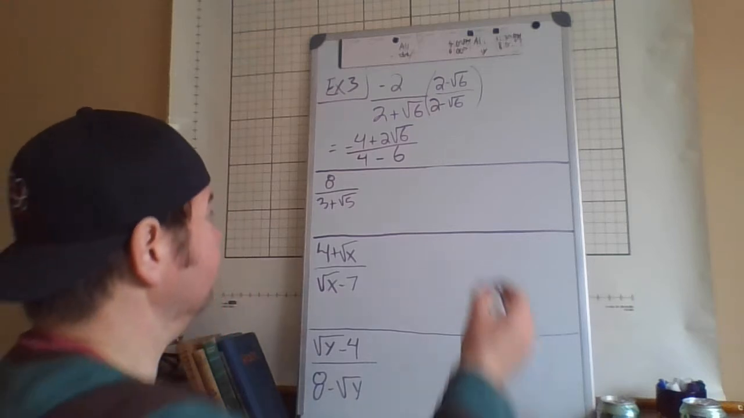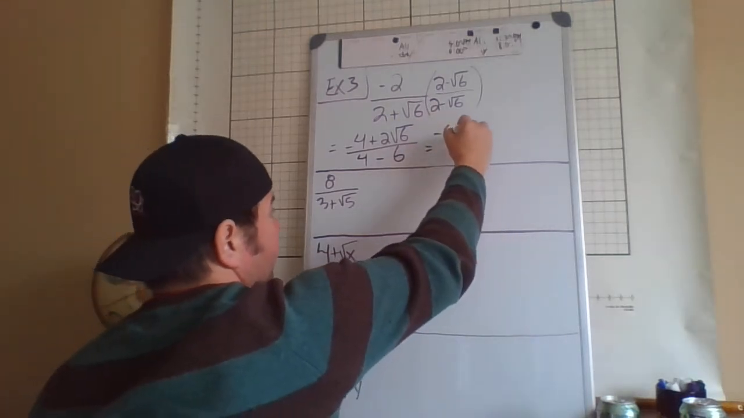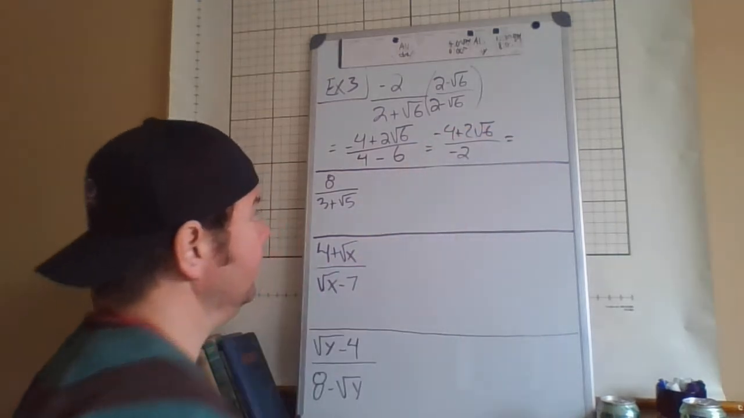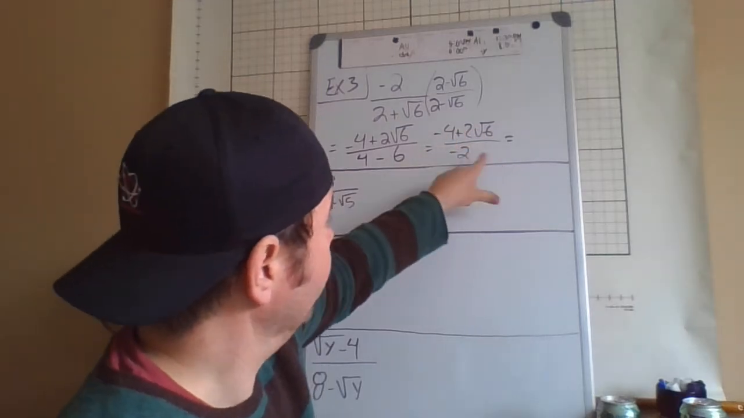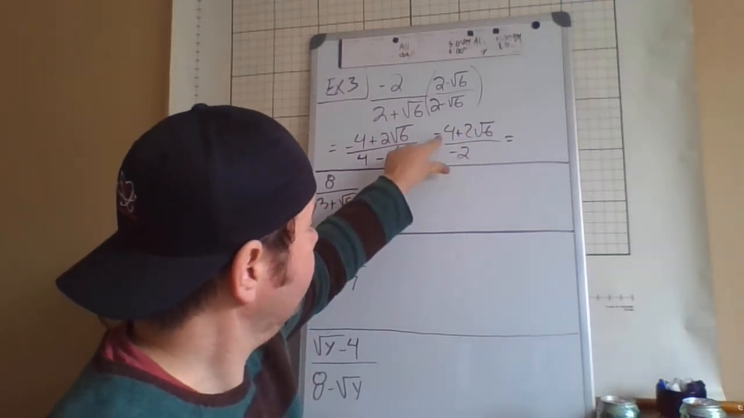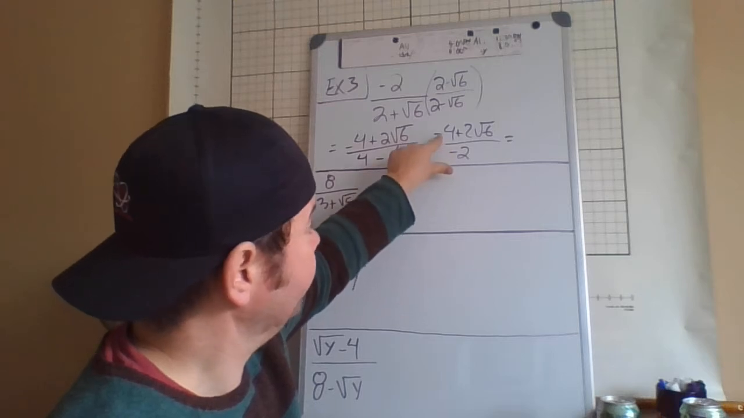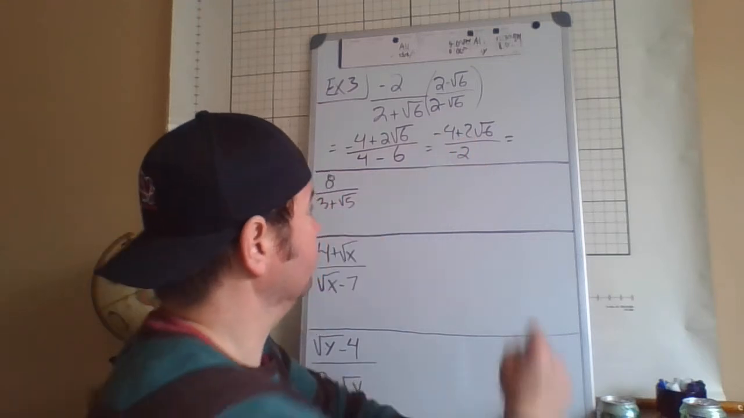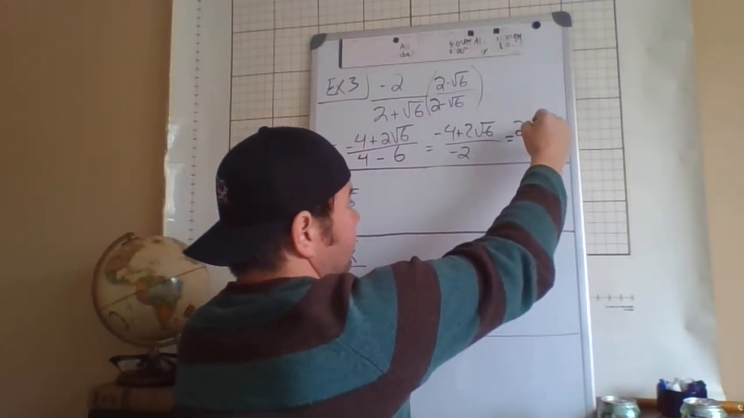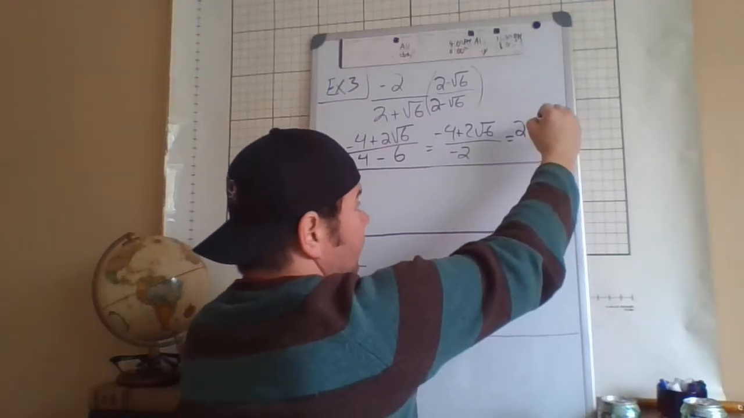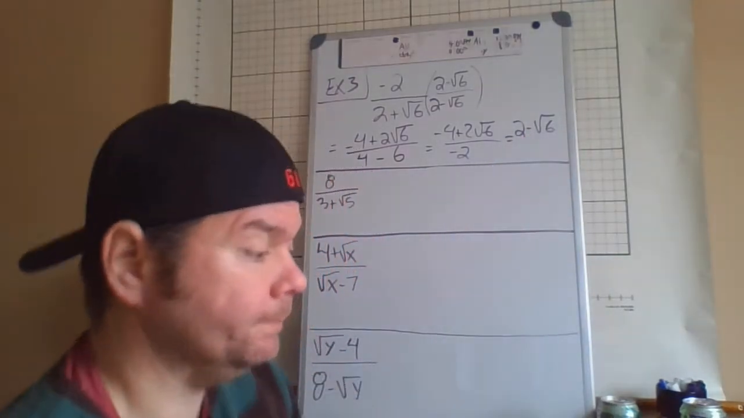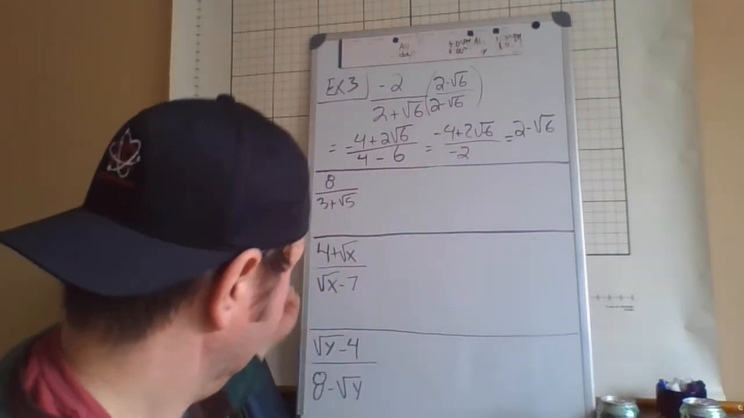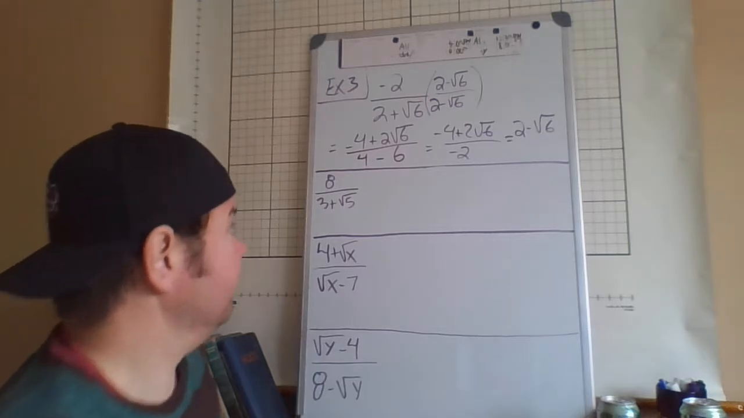So now all I have to do is simplify. I've got negative 4 plus 2 times the square root of 6 over negative 2. This is factored, more or less. I can divide negative 4 by negative 2, and I can also divide this 2 by negative 2, and it's going to give me 2 minus the square root of 6. This divided by this divided by this. Good. All right. Next one, same thing.